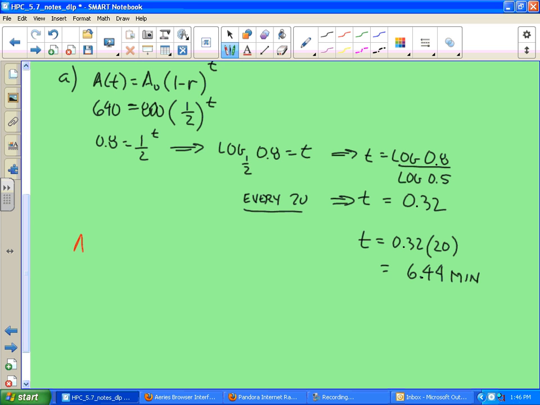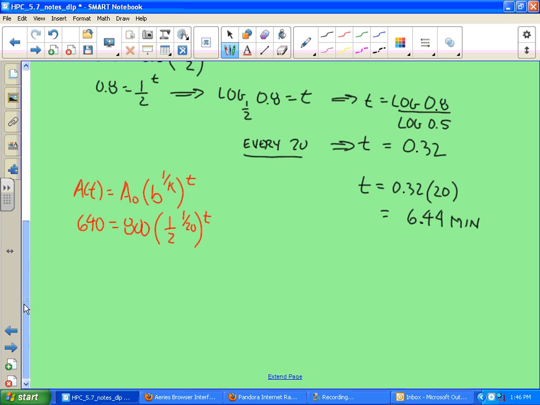So then we're going to have A of t is equal to A sub 0, b to the 1 over k, t. Still 800, but then I have 1/2 to the 1 over 20 to the t power. So now this is a per minute change instead of a per 20-minute change. We're going to see our answer is going to be different. So I get 0.8.